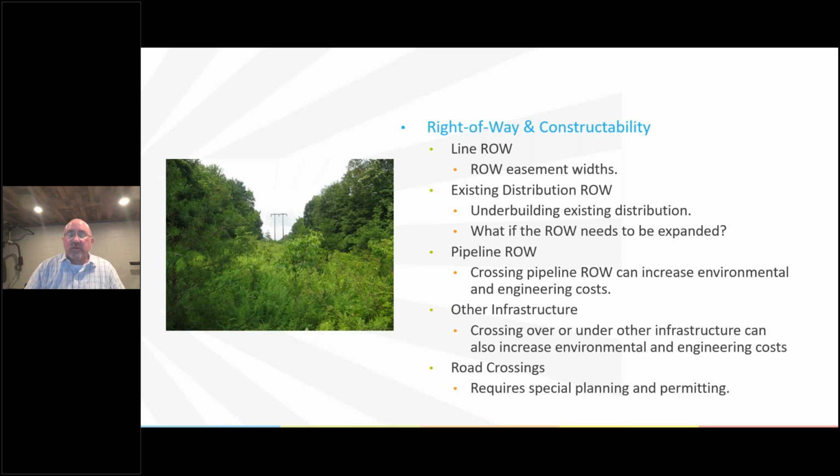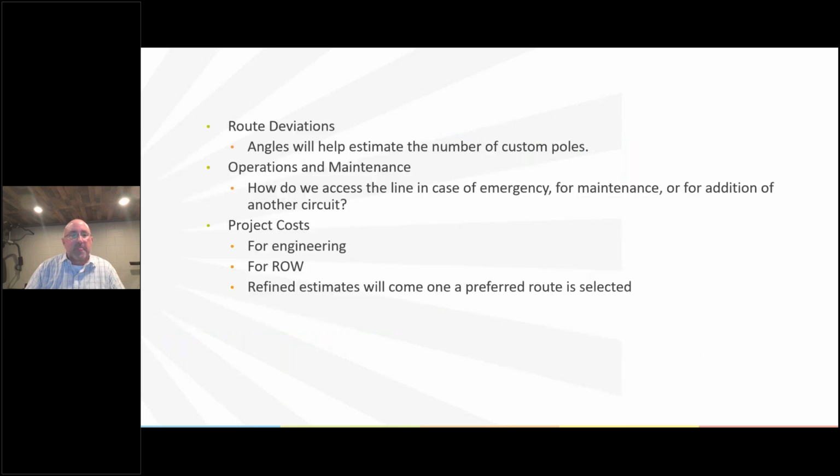So road crossings. Crossing interstates and other roadways require special planning and permitting through transportation departments. We also have route deviations that we need to consider. Route deviations are counts of how many times the actual drawn line for route changes direction. They can provide a rough estimate of how many custom poles a route may require and what the angles might be.